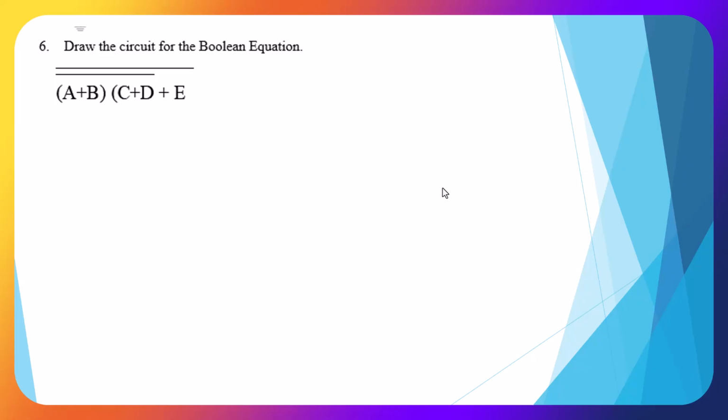Okay, let's draw the circuit for this Boolean equation. So I'm going to do my best. So A plus B is going to be an OR gate.